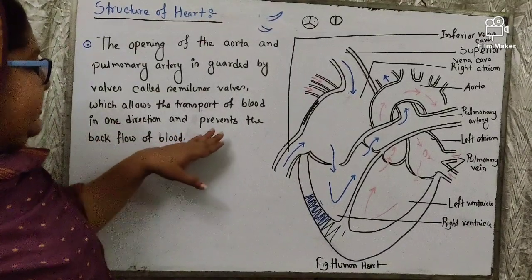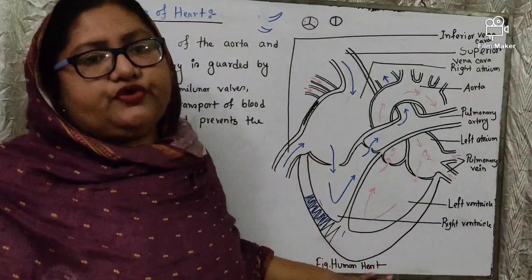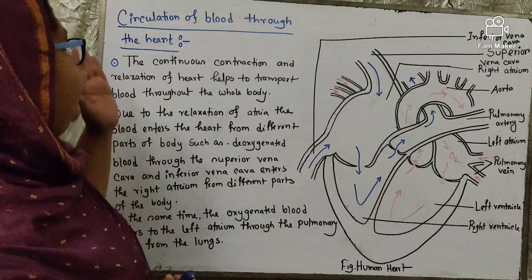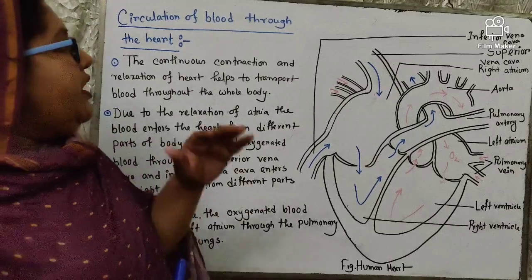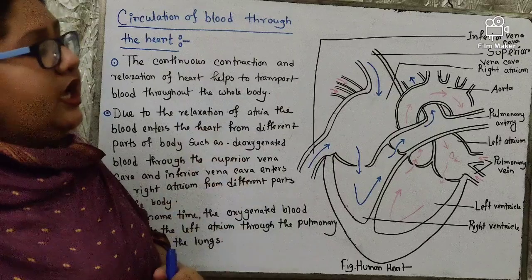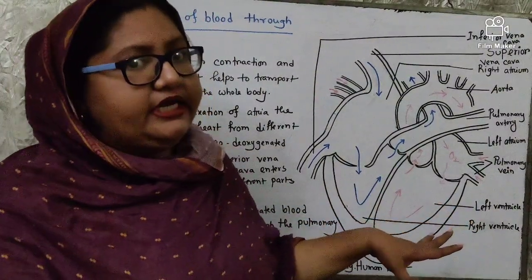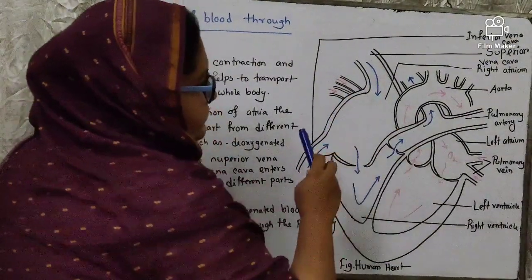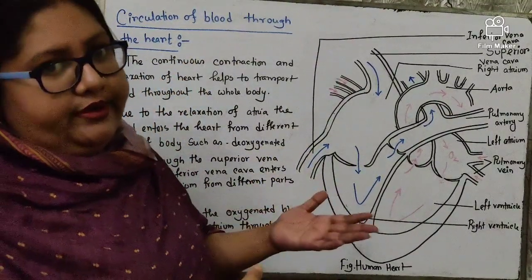So thus it prevents the backflow of blood. This is the structure of a heart, okay? Now the process through which the blood circulates through the whole body, the circulation of blood, okay? In this case you have to draw the diagram again and you must indicate the flow of blood. The blood is coming from where and is going where, okay?